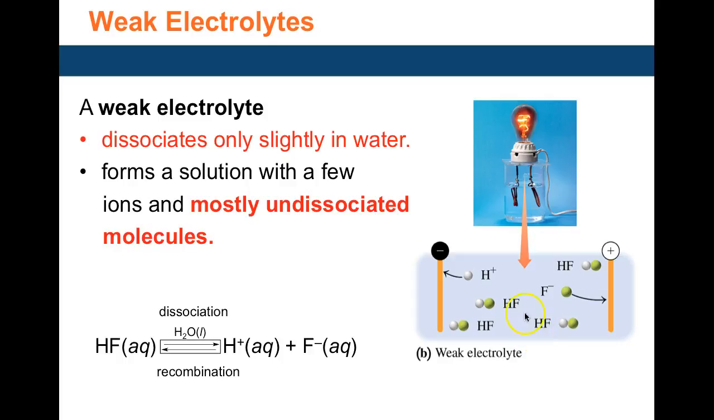All right, so you do get a signal, which is much weaker. The signal strength is weaker. The light bulb does light up, but it's weak. And most of the hydrogen fluoride is existing as unbroken molecules. So in a weak electrolyte, you see some ions, but mostly molecules.